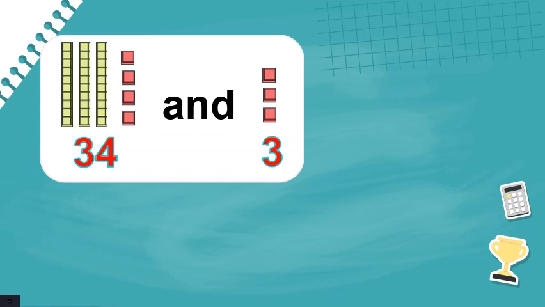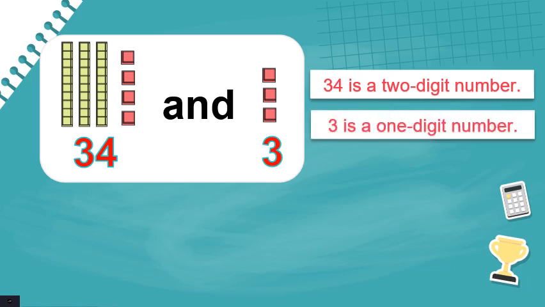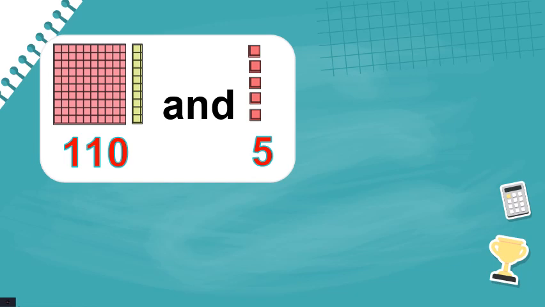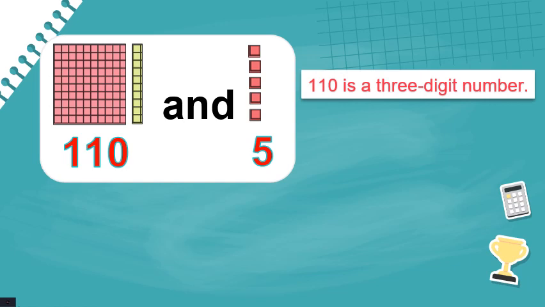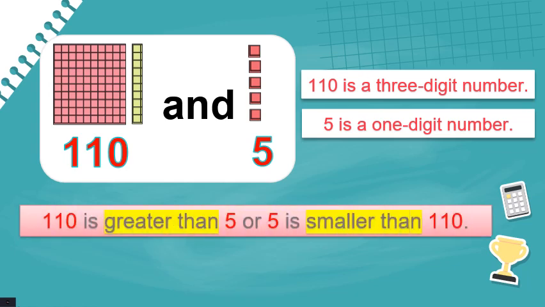34 and 3. 34 is a 2-digit number, and 3 is a 1-digit number. Therefore, 34 is greater than 3, or 3 is smaller than 34. 110 and 5. 110 is a 3-digit number, while 5 is a 1-digit number. Therefore, 110 is greater than 5, or 5 is smaller than 110.